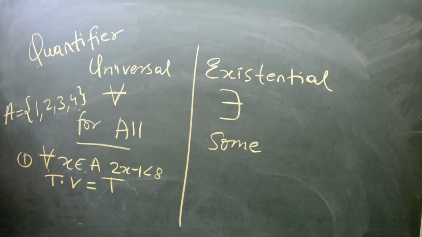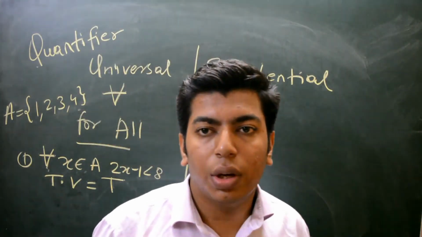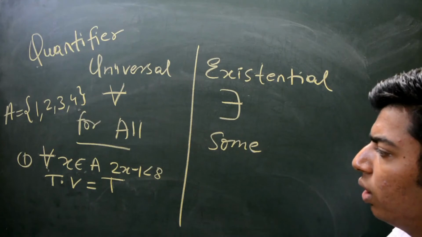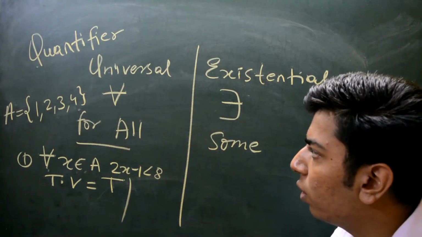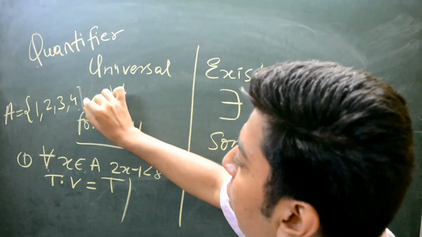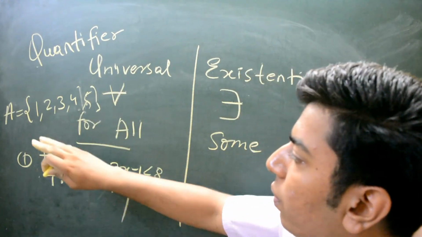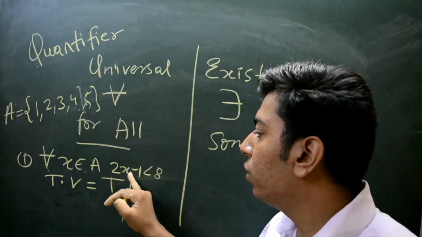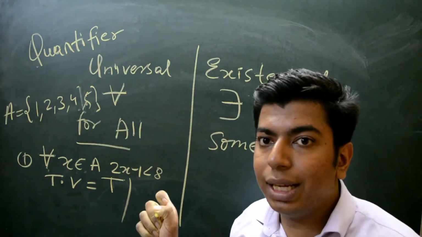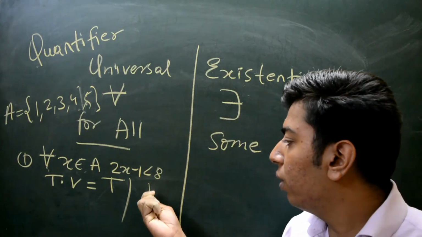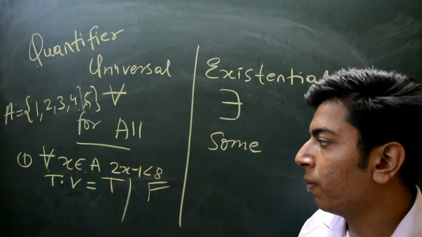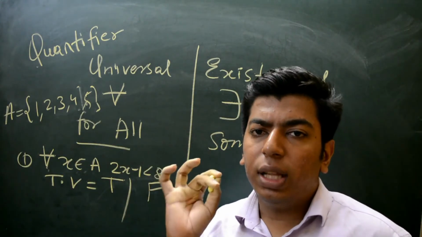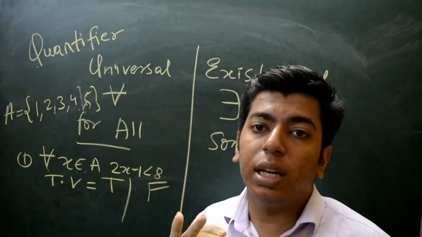This kind of examples are there in quantifiers, and you have to solve them. If we have to make this false, then just add 5 over here. If the set is 1 2 3 4 5, then for the fifth one, 5 into 2 is 10, minus 1, which is not less than 8, so the truth value will become false. This means for all, each and every element of that set, the condition should be satisfied.